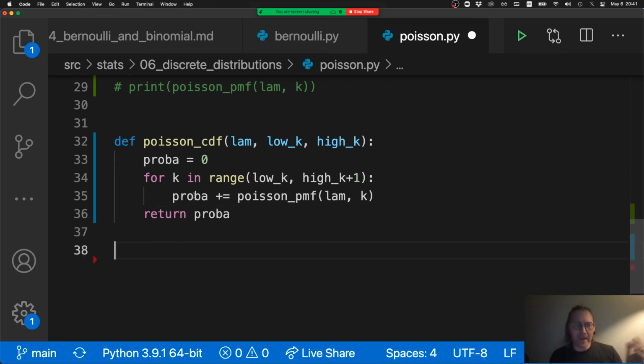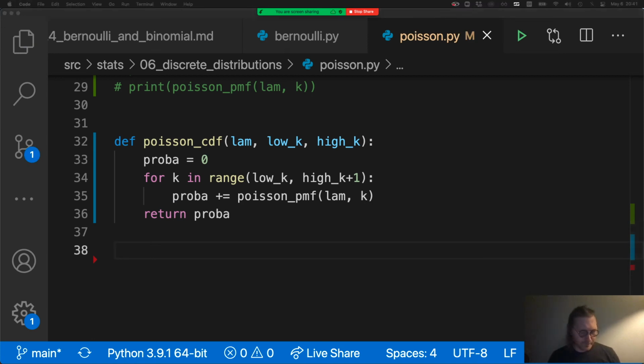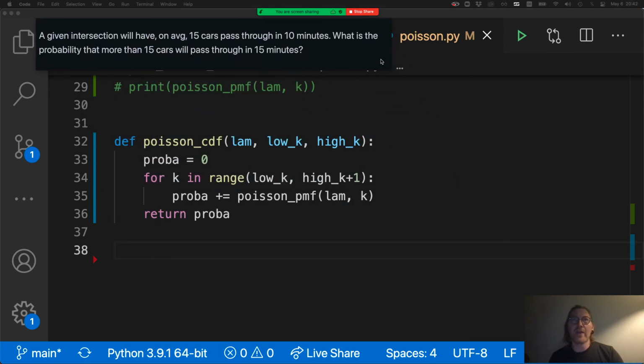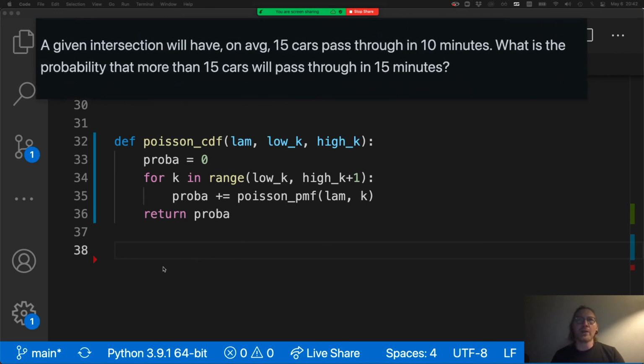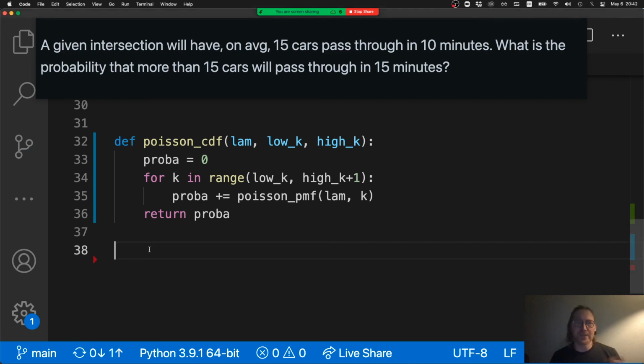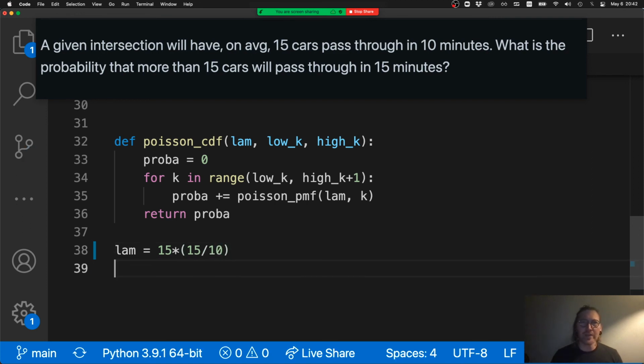So let's answer a question with this. A given intersection will, on average, have 15 cars that pass through in 10 minutes. What is the probability that more than 15 cars will pass through in 15 minutes? Well, again, that's our lambda, 15 times 15 over 10, which ends up being 22.5. Notice this is another one of those more than or at least questions, so that implies the space of probability above a value. This is going to be a 1 minus kind of problem. And it'll be 1 minus the CDF, where we pass in our lambda.